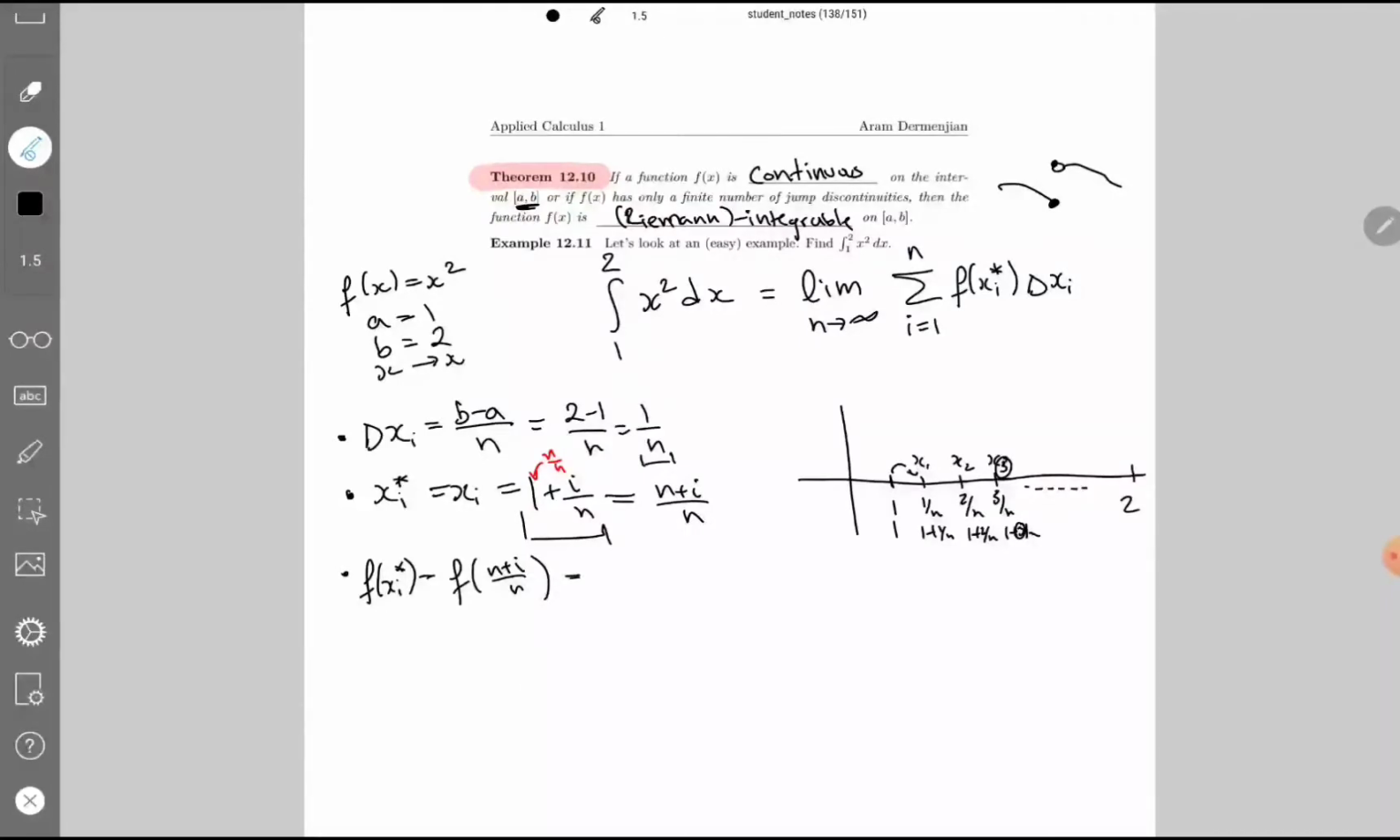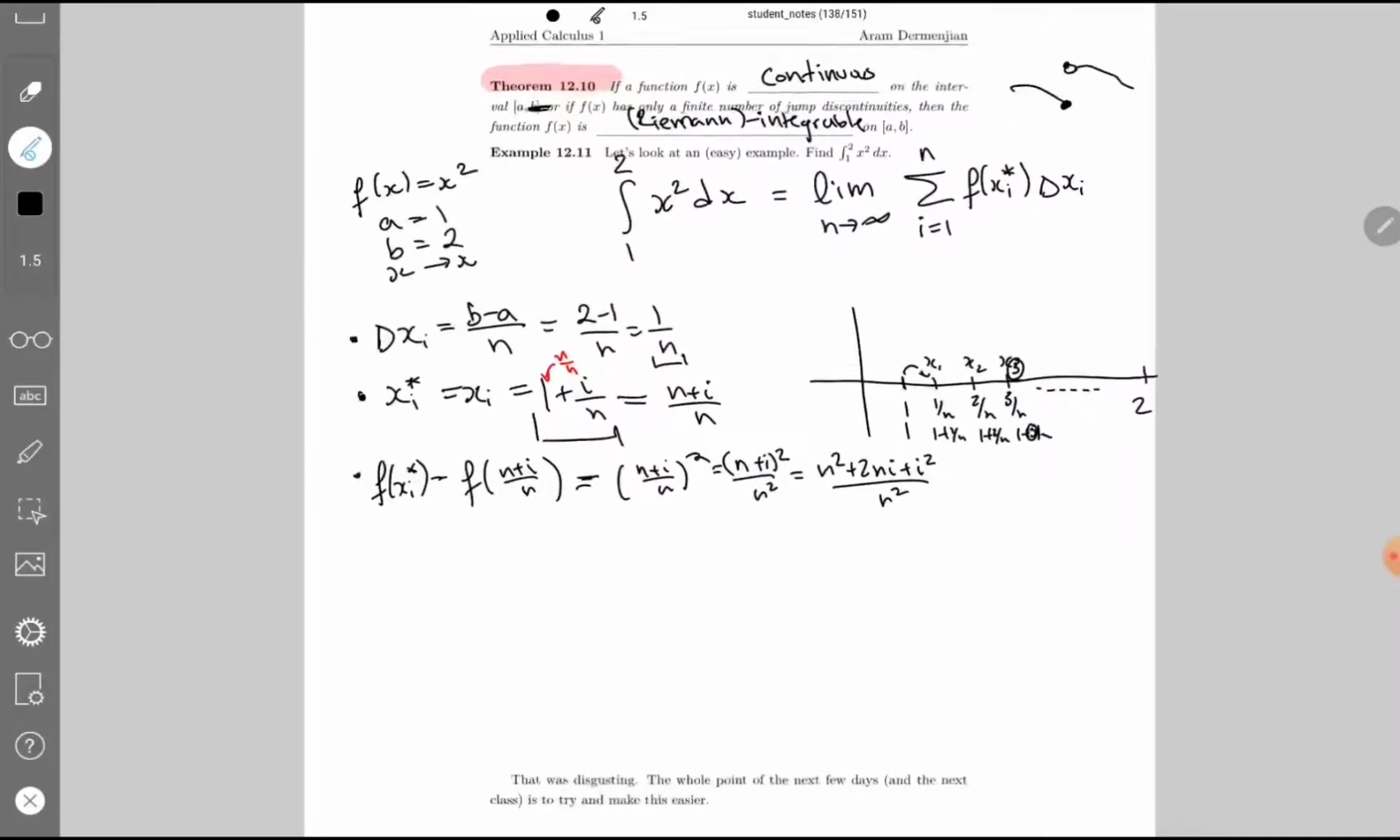So our f, if we remember, is just x squared. So here we just take the square. And so we get n plus i squared over n squared. And so this is just n squared plus 2ni plus i squared over n squared. Okay, so we're almost done. So now we can plug things in. So what do we have?